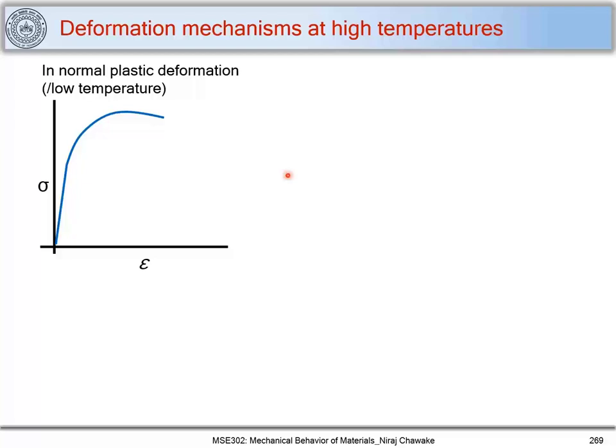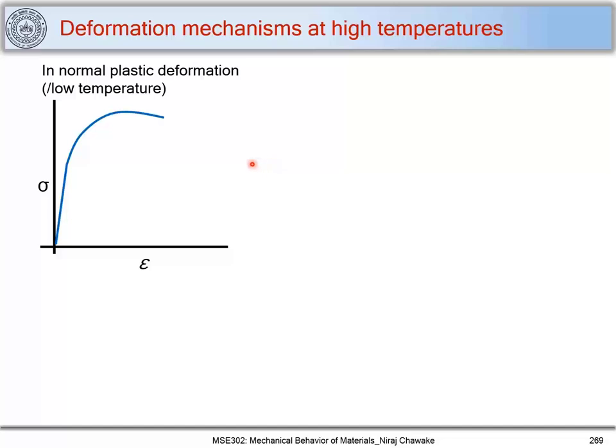In the last part, we got introduced to creep terminology, and here in this part we'll be looking at what the different deformation mechanisms are which operate or cause creep in a material. Those deformation mechanisms occur at high temperature. So before going into that, let's understand what happens at low temperatures or at room temperature.